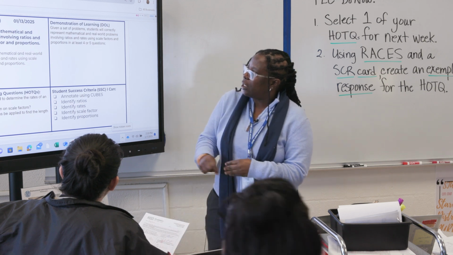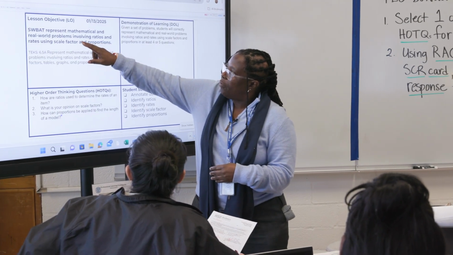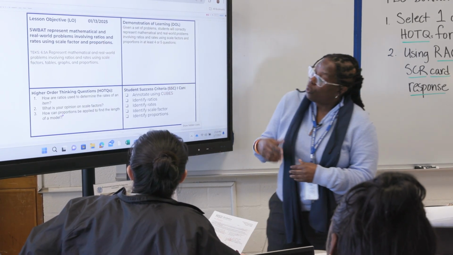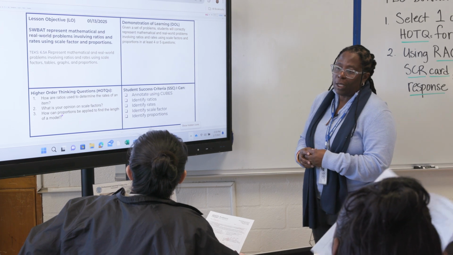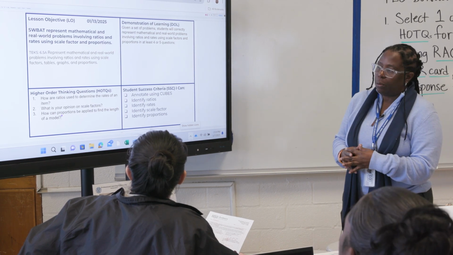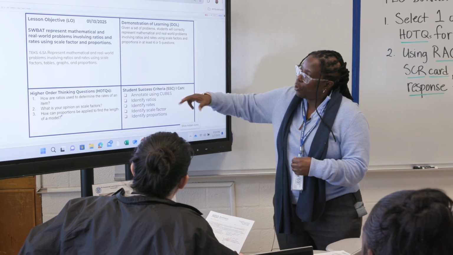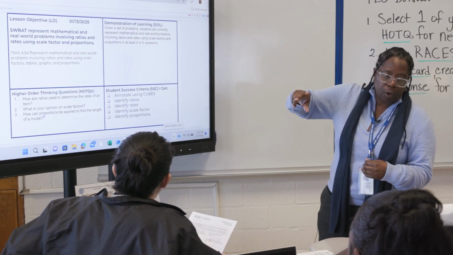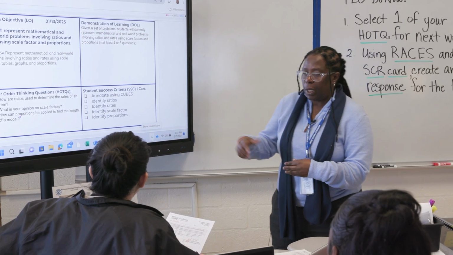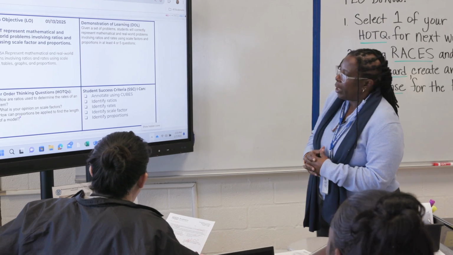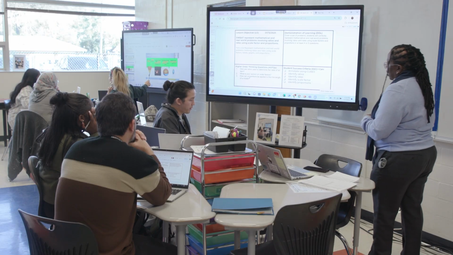And then the next thing, since we're dealing with ratios involving real world problems, we have to make sure they know what a ratio is. We have to make sure they know what a ratio is, and also what a rate. What is the difference between the two? How do you determine the difference between a ratio and also a rate? So we have to make sure. Okay, identify a scale factor.